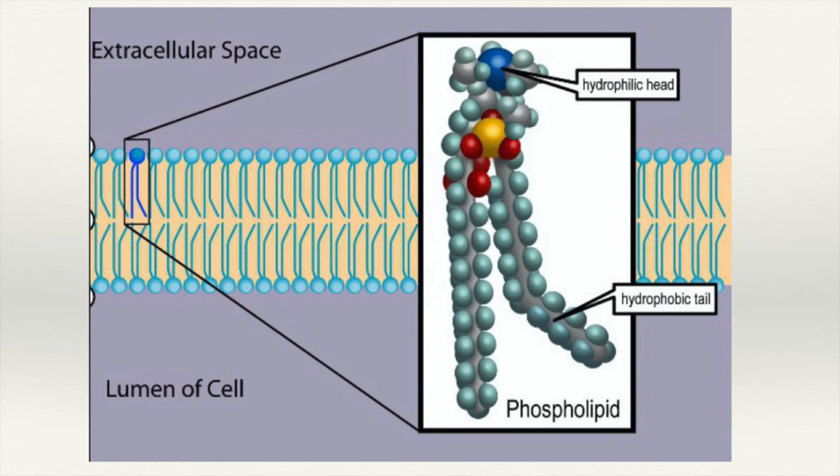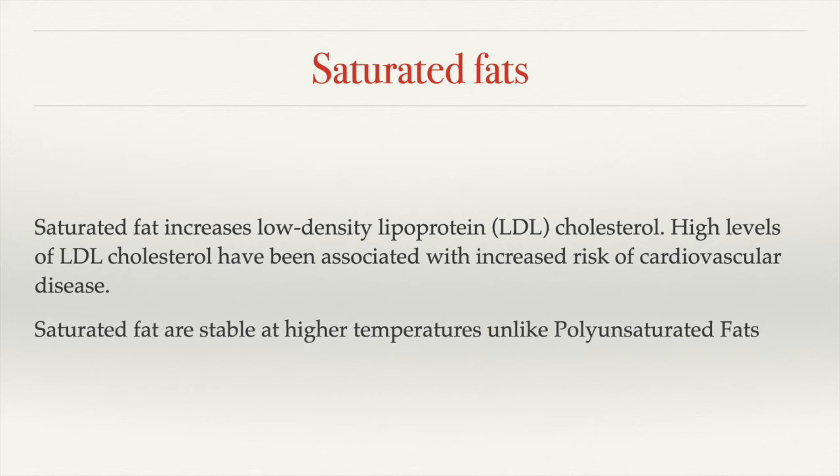Cell walls are more stiff if they're mostly saturated fats because they pack tighter. They're more fluid if they're mostly unsaturated fats. Saturated fats increase low-density lipoprotein cholesterol. High levels of LDL cholesterol have been associated with increased risk of cardiovascular disease. Saturated fats are stable at high temperature, unlike polyunsaturated fats. That's why saturated fats like butter, lard, and shortening are solid at room temperature.